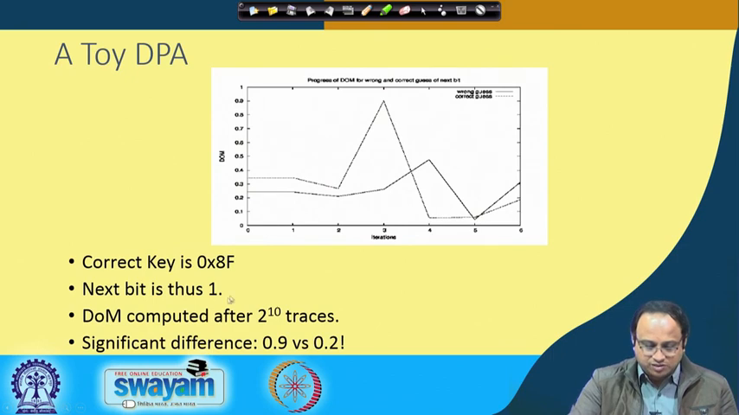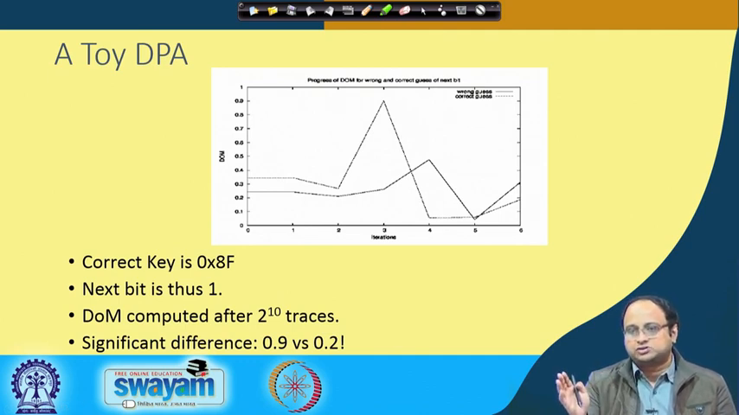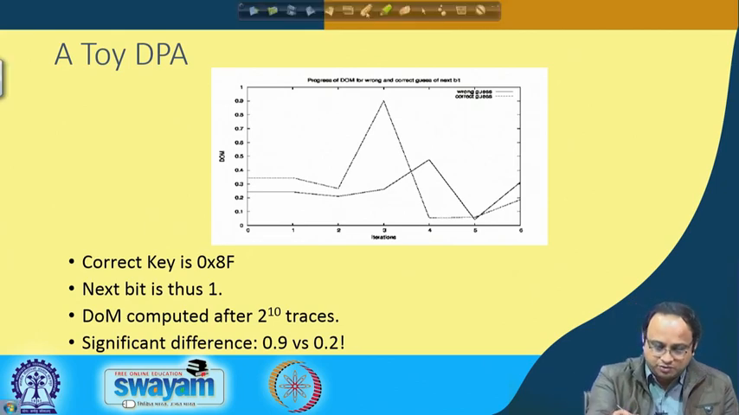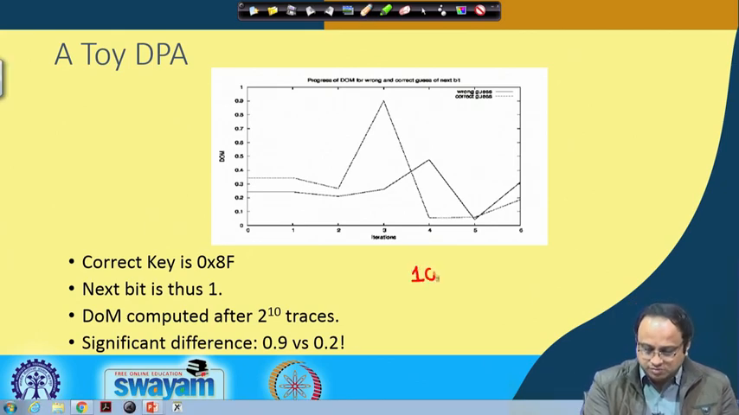So here is a simulation that we ran. In this case, the correct key is 0x8f, and therefore the next bit is 1. Remember that I know the first 4 bits, so I know that it is 1000, and then I have got 4 ones in the correct key. So this is my secret key, and then I have got f.